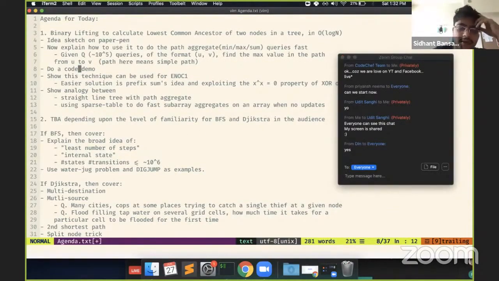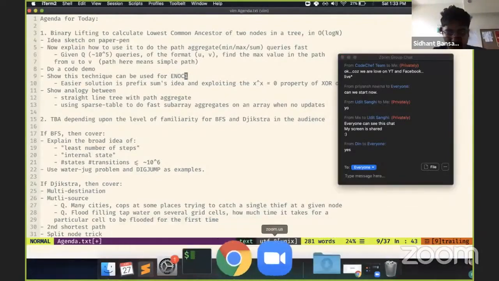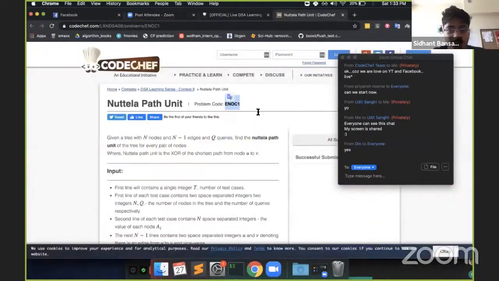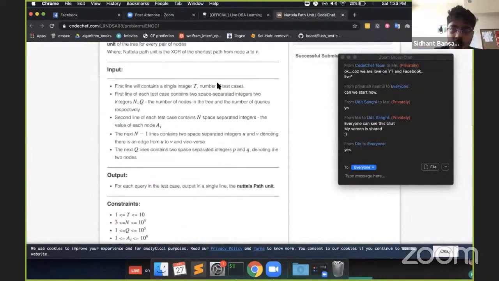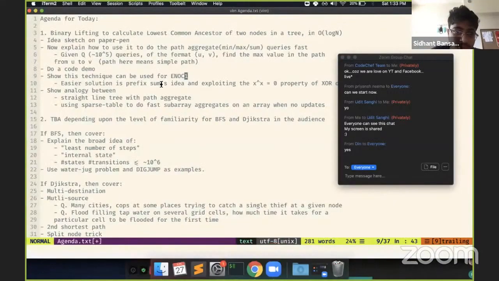Then we'll do a code demo of the normal binary lifting technique along with this path aggregation. As a motivation to do this technique, we can solve Enoch one. And I think I have the problem somewhere. Yeah, Enoch one. Enoch one has a relatively much simpler solution also, so it's not that this solution is the only solution. The easier solution exploits the prefix sums idea. We won't go through that solution.